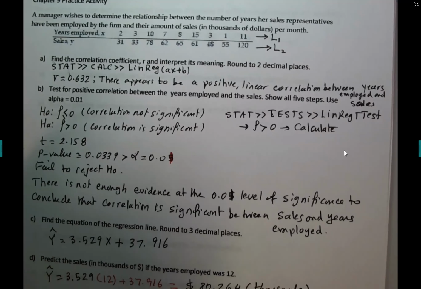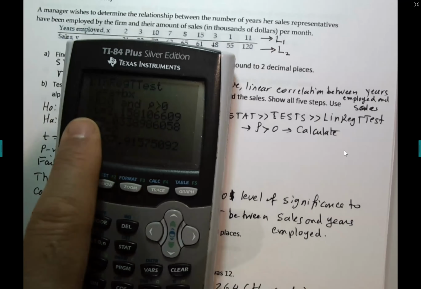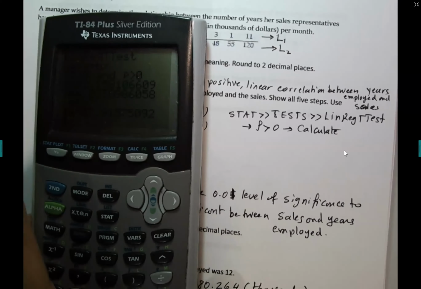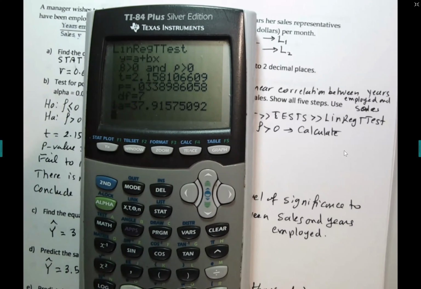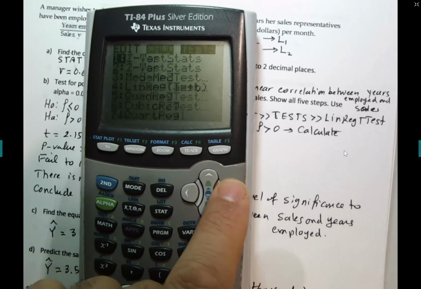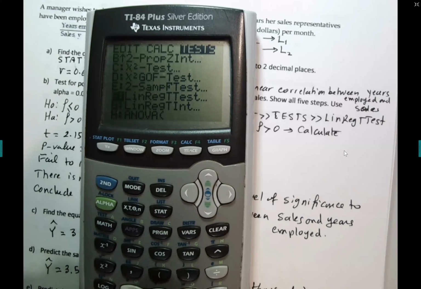So basically, how do you find t again? I didn't see it. Oh, t right here. When you run a linear regression t-test, it's going to show right here. Can you see the t? I can't see the calculator. Do you go to stat? Where do you go? You go to stat, tests, scroll up, and linear regression t-test.